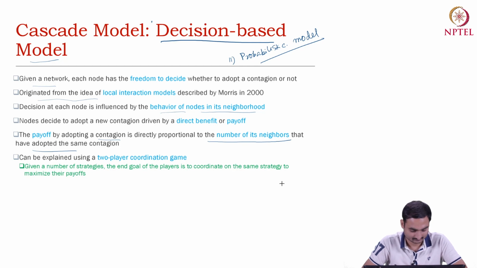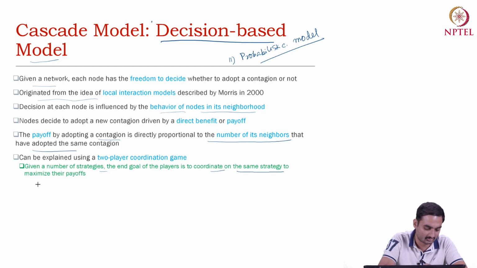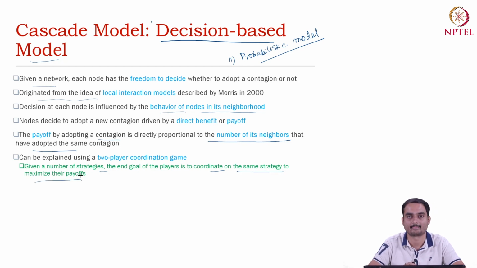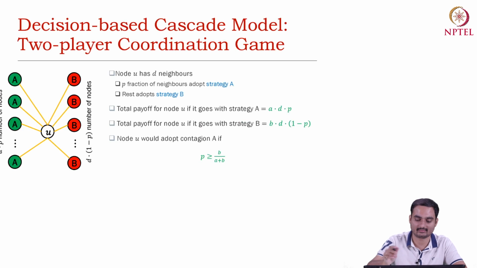And at the end of the day, what's the objective function? What do you want to maximize? You want to maximize the payoff, right? So, given a number of strategies, the end goal of the players is to coordinate on the same strategy to maximize their payoff. Okay. Now, this will be clear in the next slide.